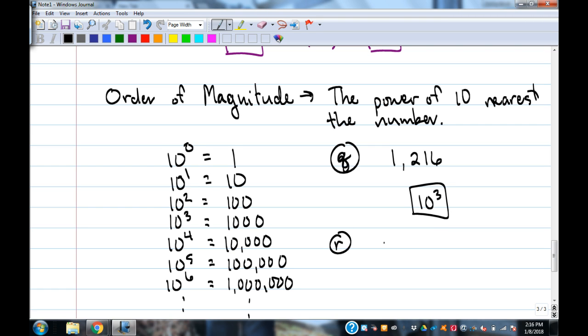If I had the number 9,568, that's close to 10,000, right? Which is 10 to the 4th. The order of magnitude is the power of 10. Don't give me 10,000, give me 10 to the 4th. Don't tell me 1 million, say it's 10 to the 6th. Out of that, okay?